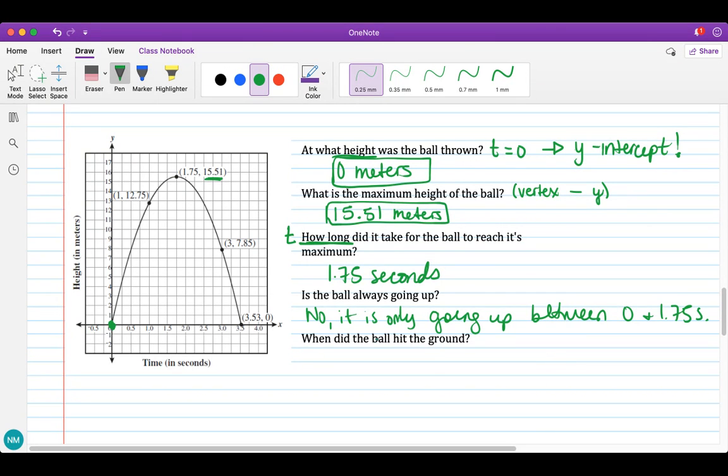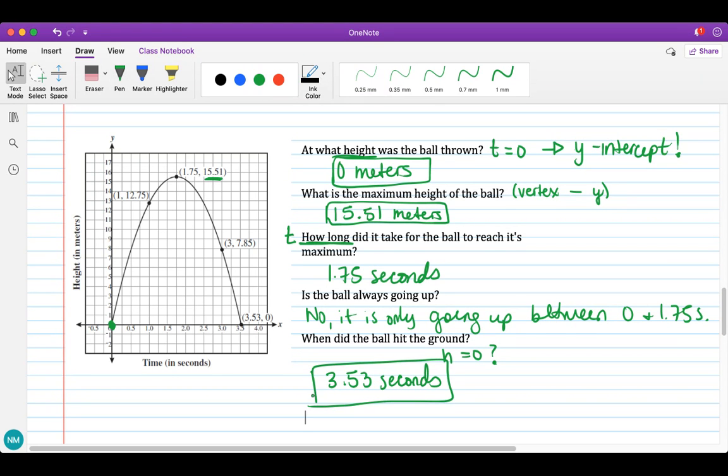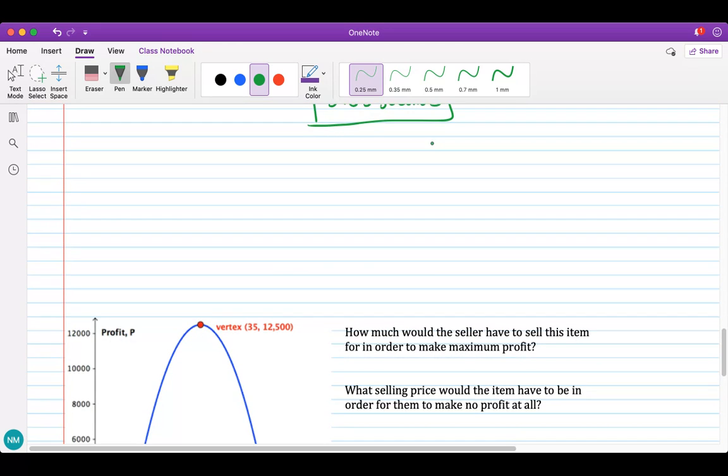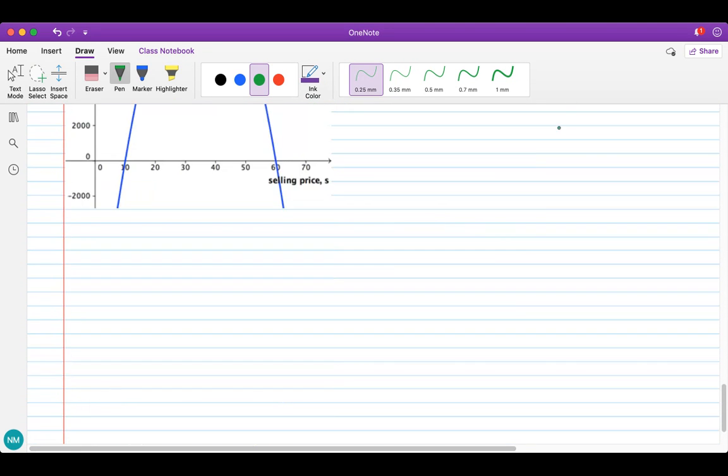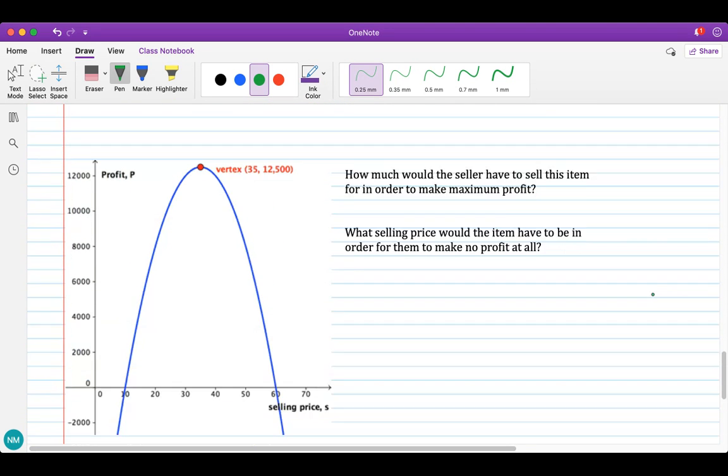When did the ball hit the ground? So when is h equal to 0? That is here. See how h is equal to 0? And that is at 3.53 seconds. Last one. Yep, last one.